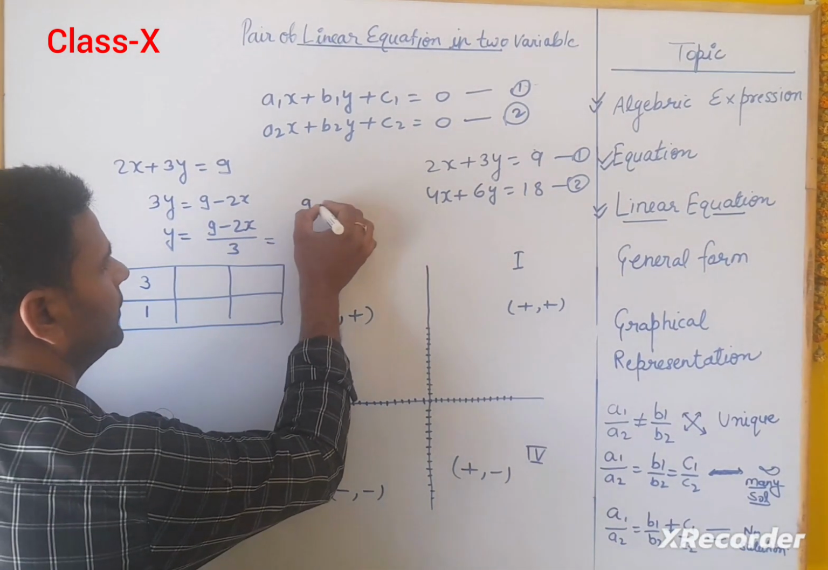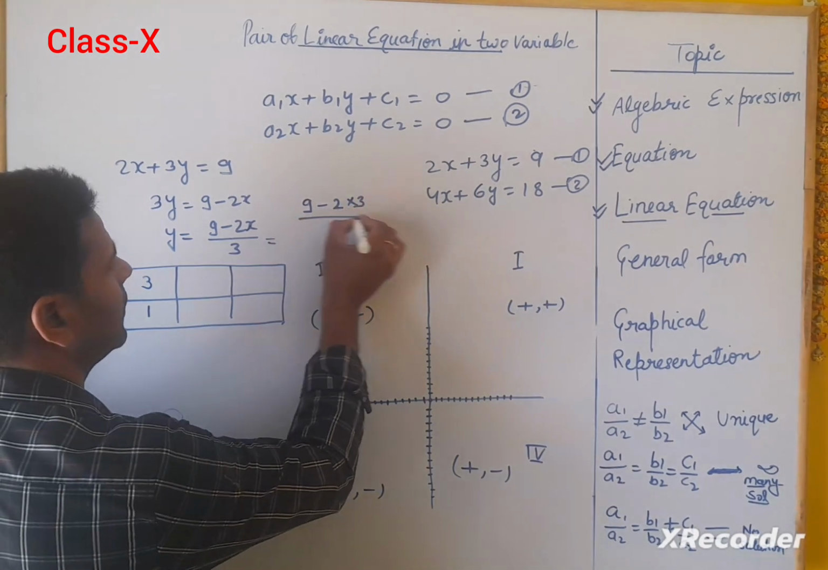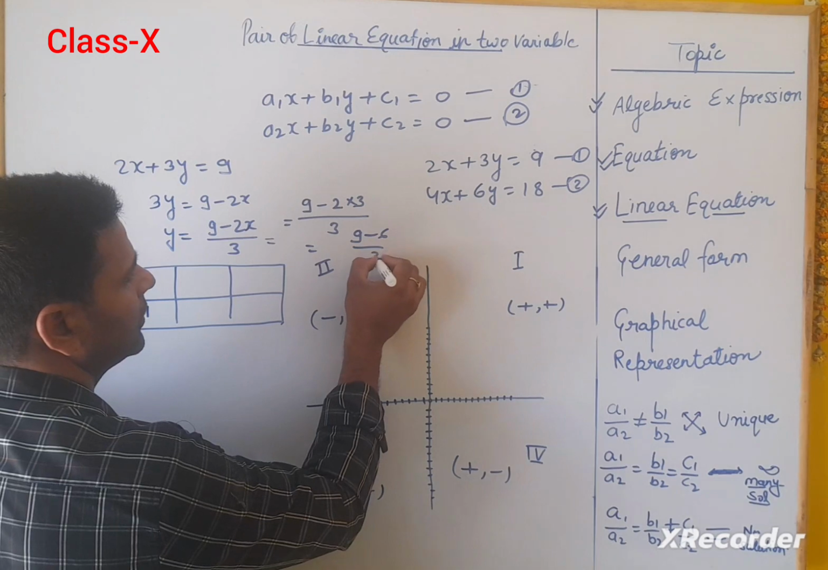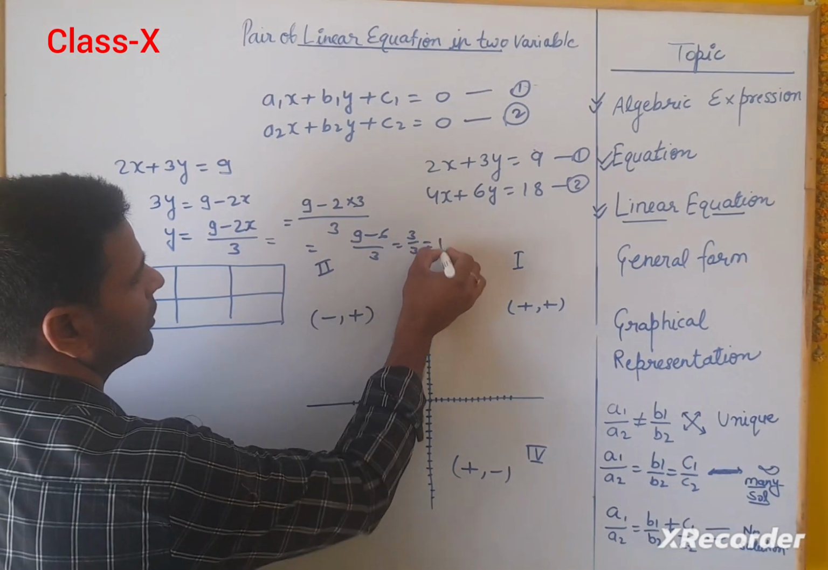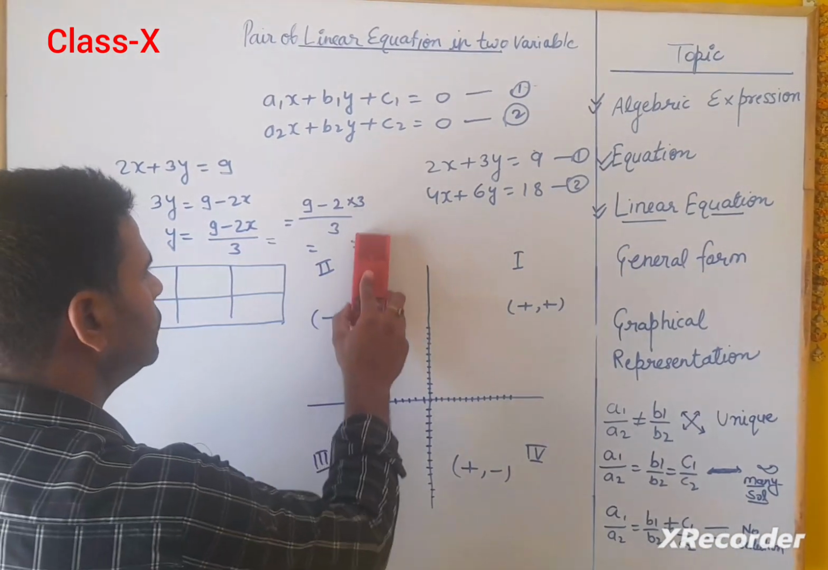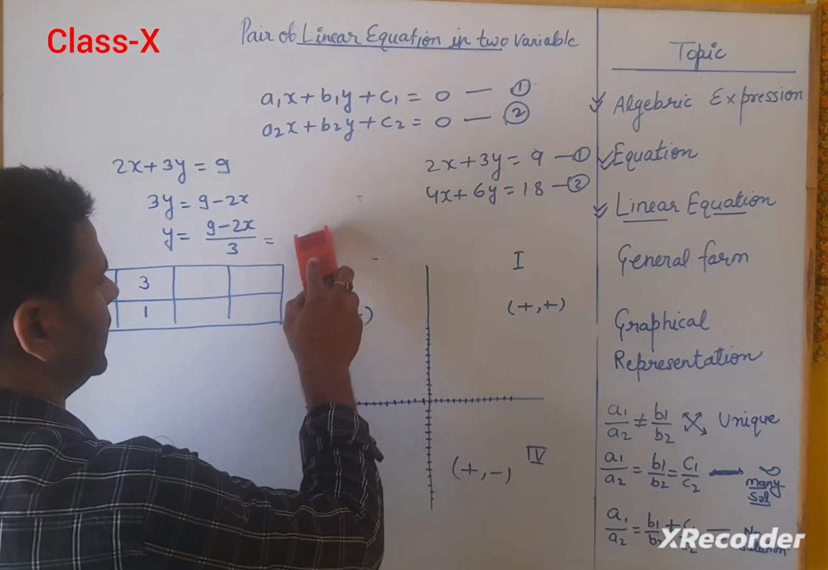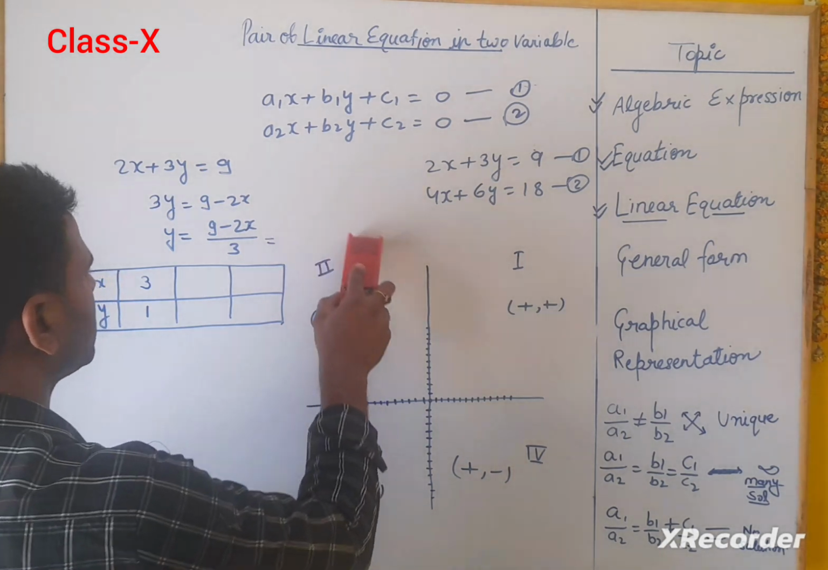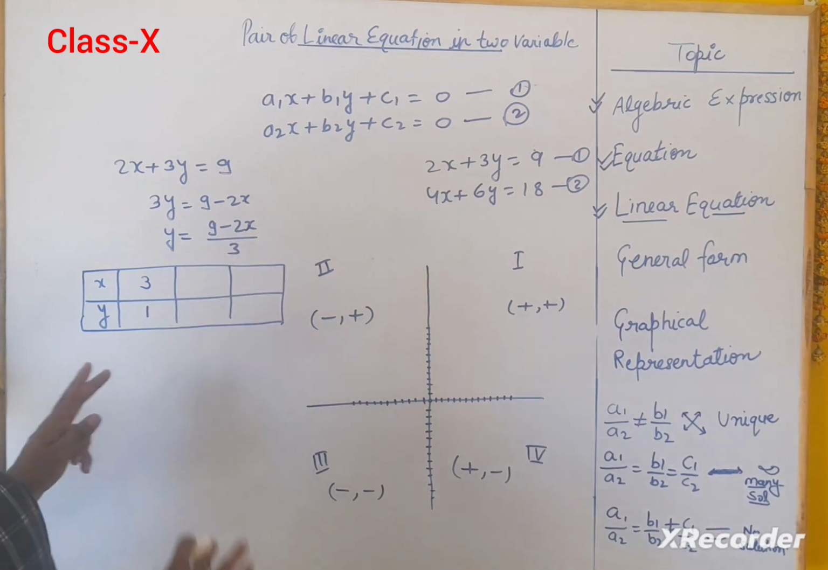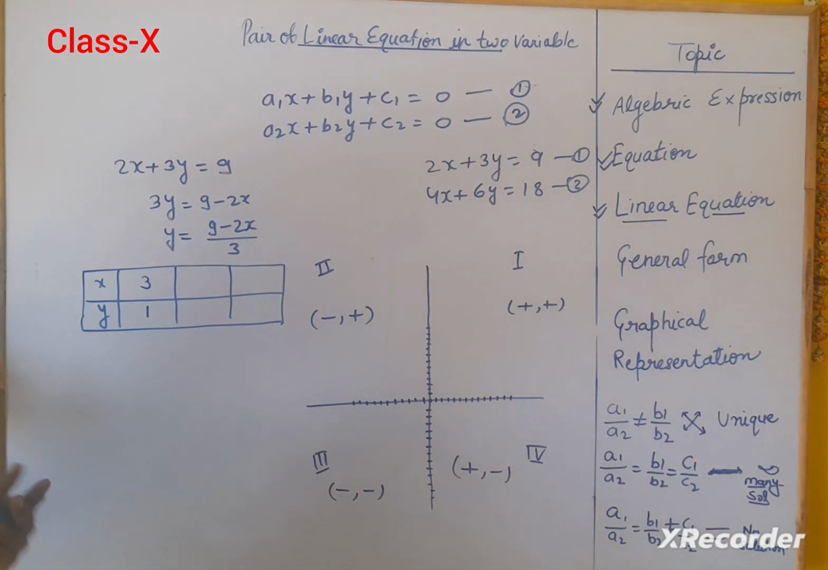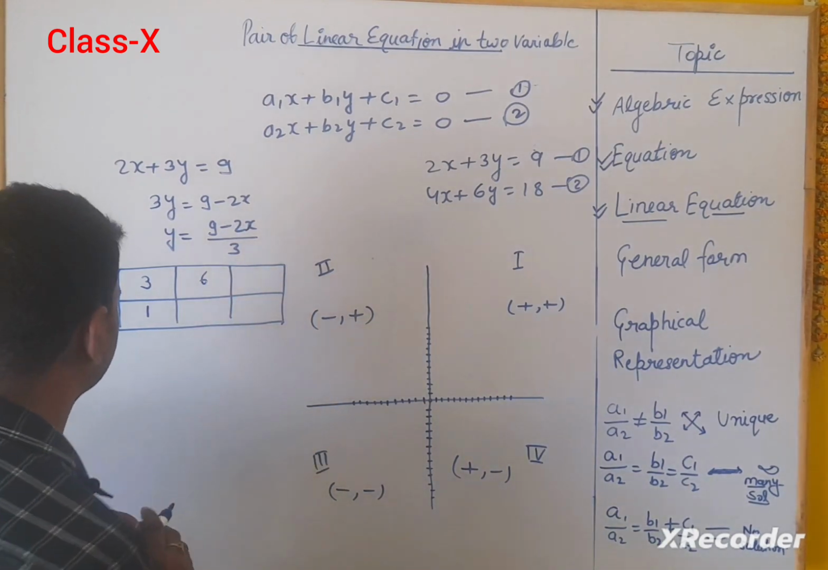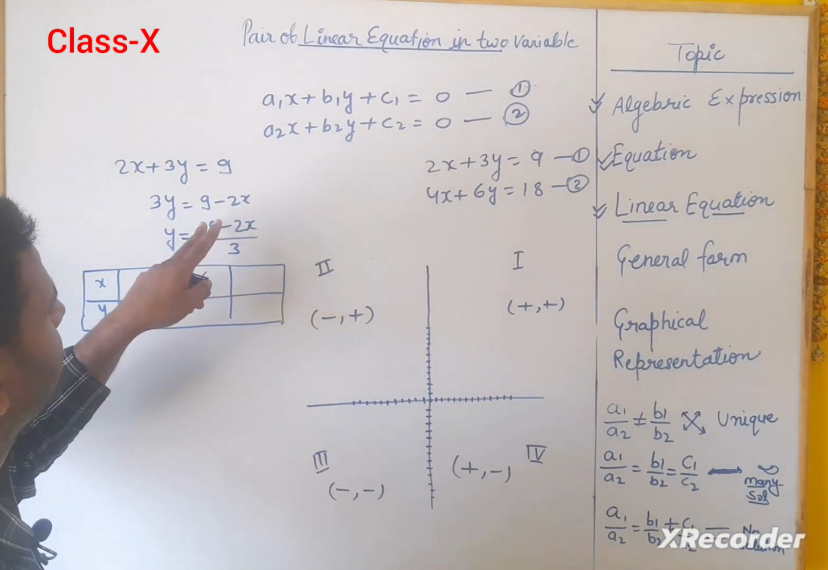Suppose 9 minus 2 into 3 upon 3, so 9 minus 6 upon 3. So 3 upon 3 is equal to 1. So we have easily found the value of y equal to 1. Similarly, you need to try to find all the values. So y equals (9 minus 2x) upon 3. Now take x equal to 6. So 6 twos are 12, and that gives minus 3.